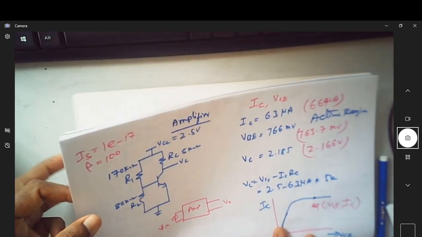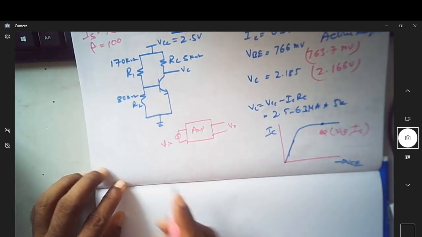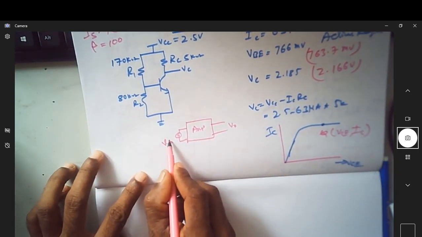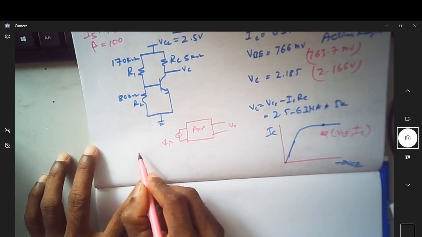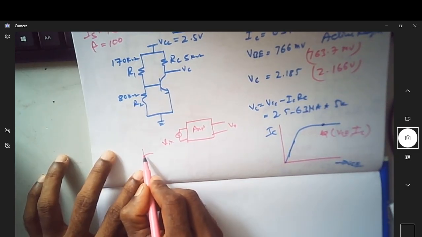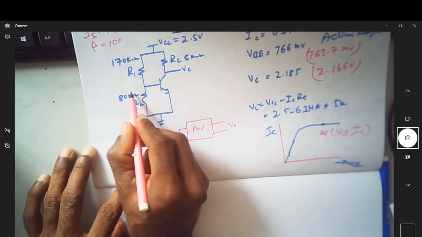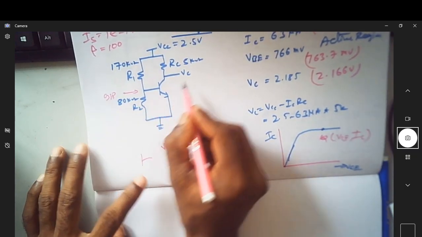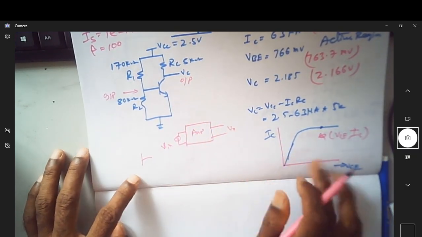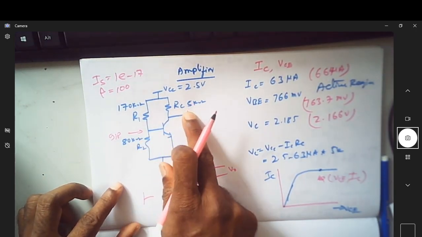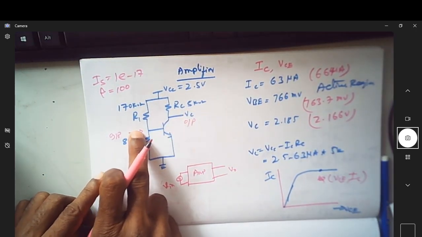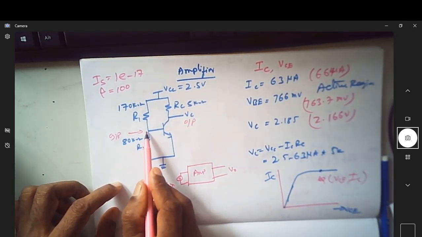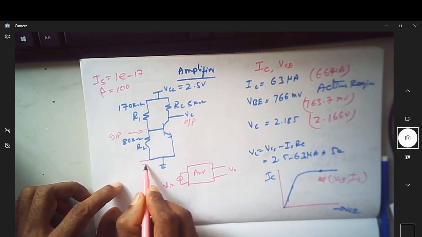So I have some governing equations. I know that when I'm applying some input signal, it will have some amplitude. Now you can see the input is applied here. This is where you are applying the input, and this is where you are measuring the output. When I say input is applied here, it is always with respect to ground.